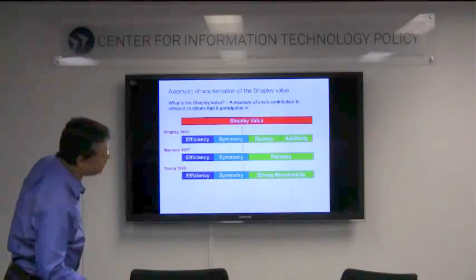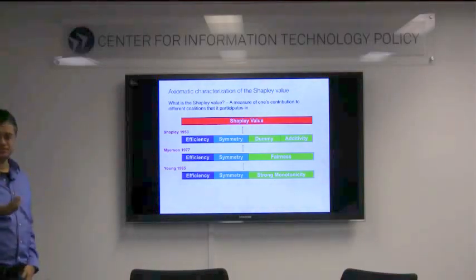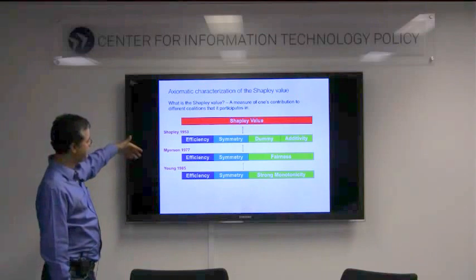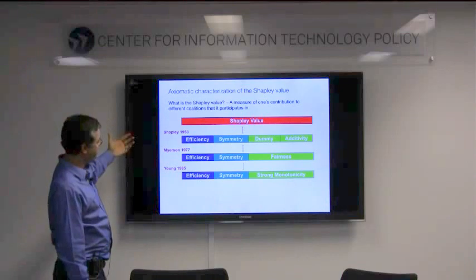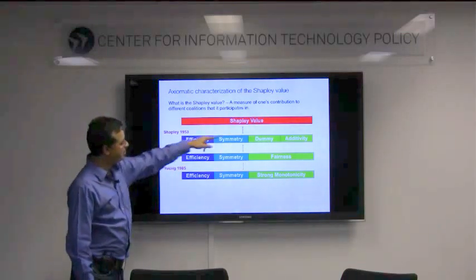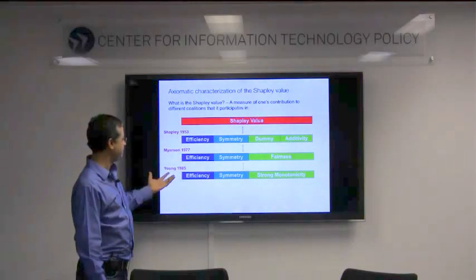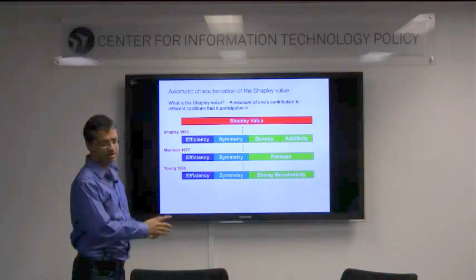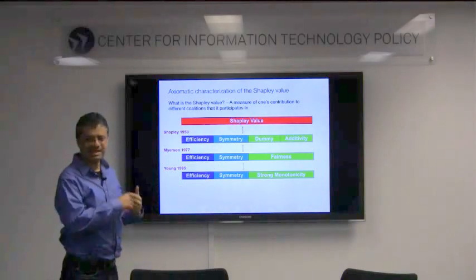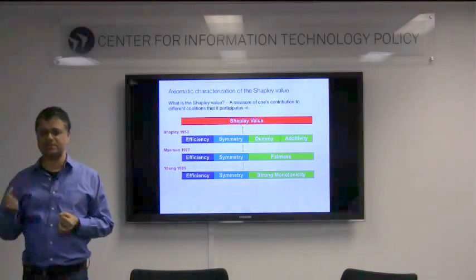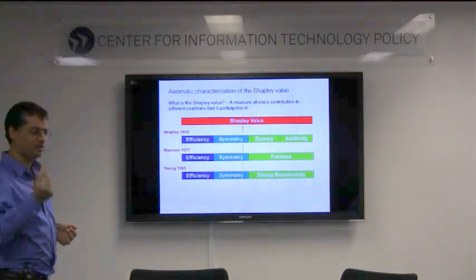So what is the Shapley value? Well, Shapley characterized the Shapley value through axioms. He proposed these axioms in 1953: efficiency, symmetry, dummy, and additivity. Then Myerson in 1977 replaced the dummy and additivity axioms with an axiom called fairness, and Young in 1985 replaced fairness with strong monotonicity. But as long as you satisfy these axioms, they all lead to the same solution, which is the Shapley value. So as long as you satisfy, let's say, efficiency, symmetry, and fairness, you'll get the Shapley value.